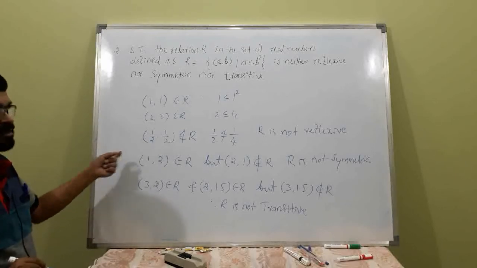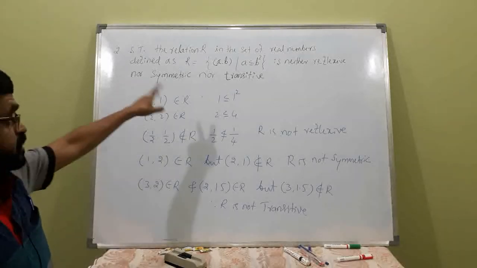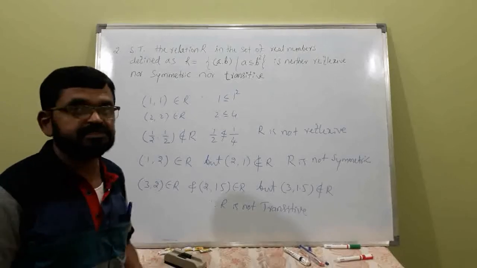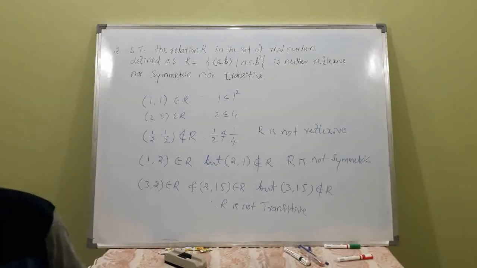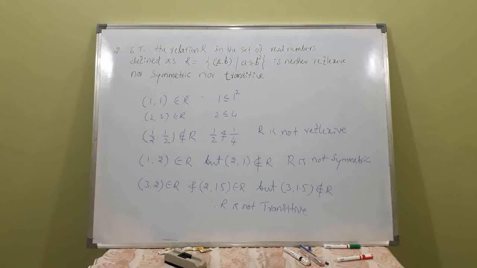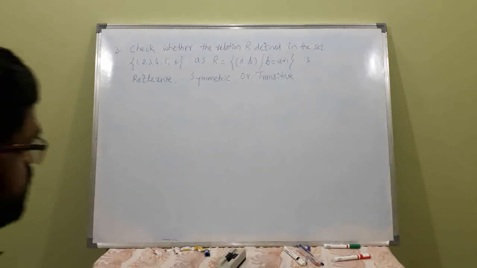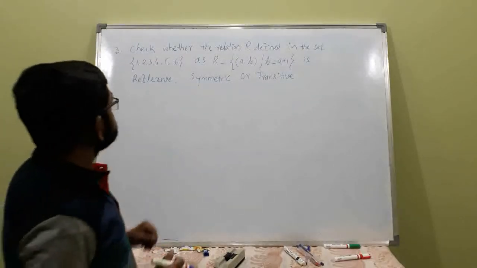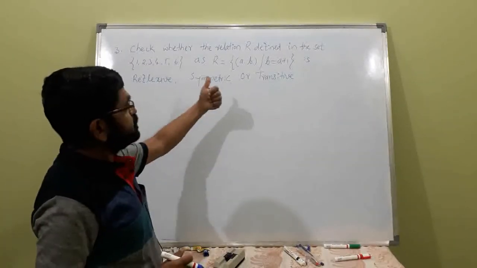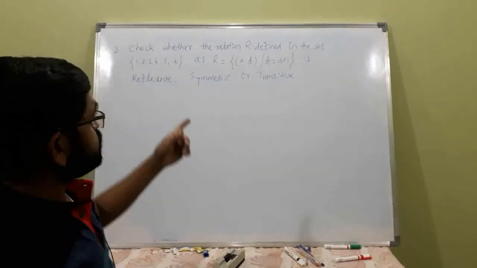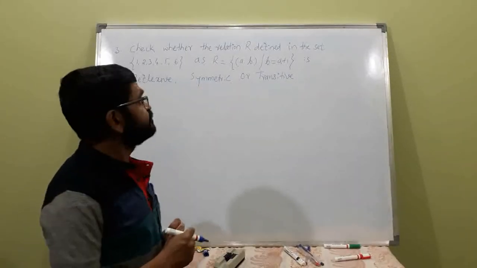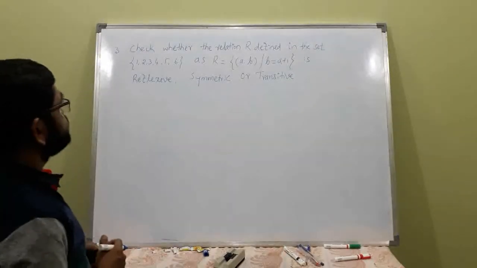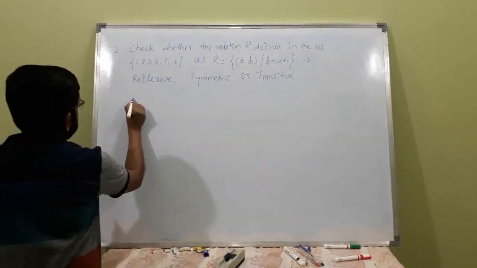Take this example. I told you, usually this kind of example will be asked for 3 marks. One 3 marks question will be on relations only. This is a very simple example. Next one: check whether the relation R defined in the set {1, 2, 3, 4, 5, 6} as R is the set of all (a, b) such that b equals a plus 1, the second element is 1 more than the first element. Okay, let us write this one.